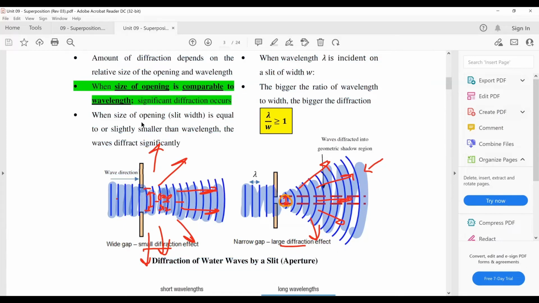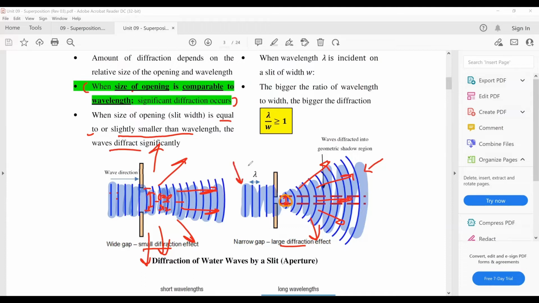So when the size of the opening, the slit width, is equal to or slightly smaller than the wavelength, the wave will diffract significantly. Sometimes they may give you a little diagram and ask you to see from that diagram whether significant diffraction is going to occur or not. So you have to make use of this information here. You have to compare the size of the opening with the wavelength. Now, how you see the wavelength is by the distance between the lines here.